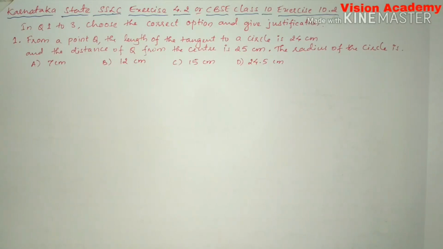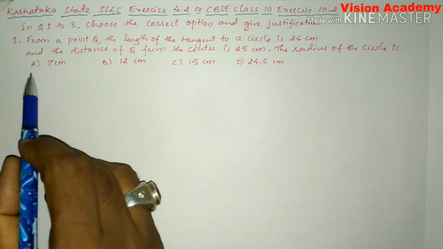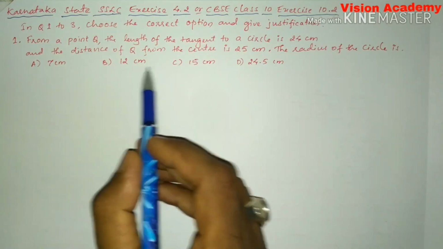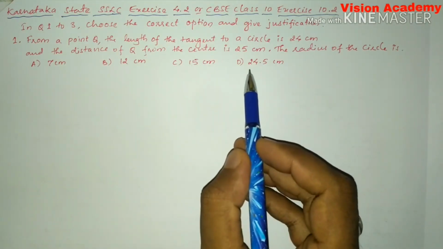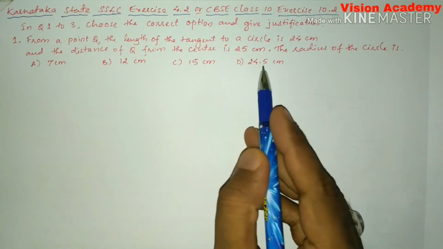Karnataka State SSLC exercise 4.2 or CBSE class 10 exercise 10.2. In question 1, 2, 3, choose the correct option and give justification. Question number 1. From a point Q, the length of the tangent to a circle is 24 cm and the distance of Q from the center is 25 cm. The radius of the circle is, there are 4 options they have given: A 7 cm, B 12 cm, C 15 cm and D 24.5 cm.